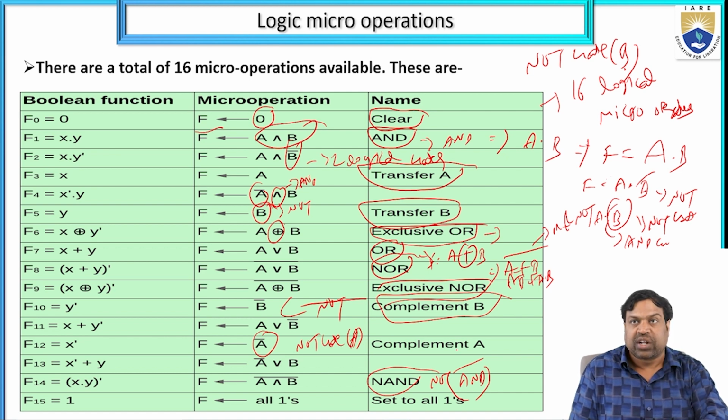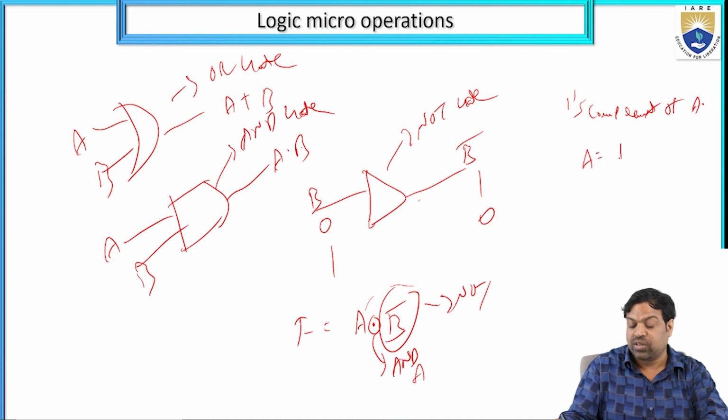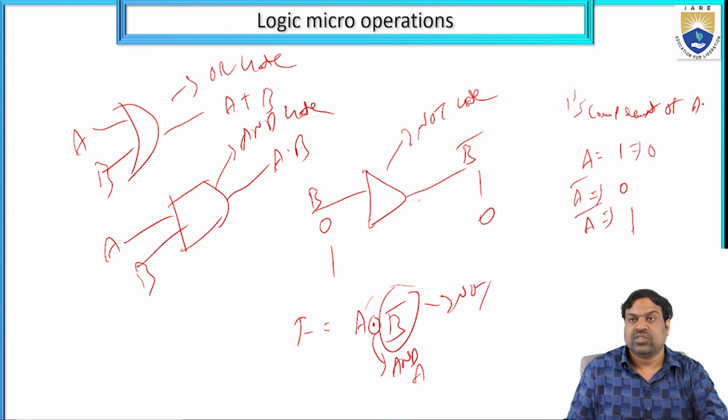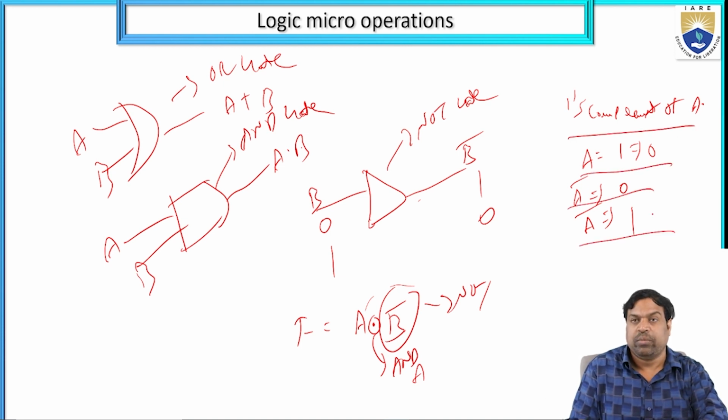When I am going for subtraction like this, suppose I am taking the ones complement of this one. Ones complement of A, that means suppose I am taking A equal to 1. So ones complement of A equals 0. That means complement, A bar. Suppose I am giving A equal to 0. So what is the complement? A equal to 1. So ones complement means I am using a NOT gate here and complementing these values.